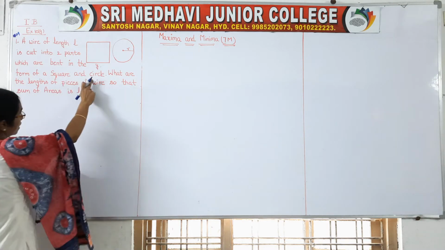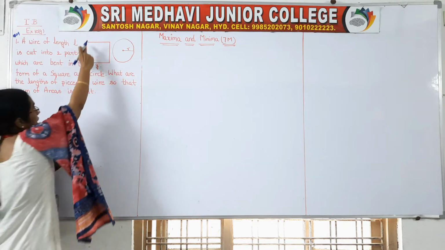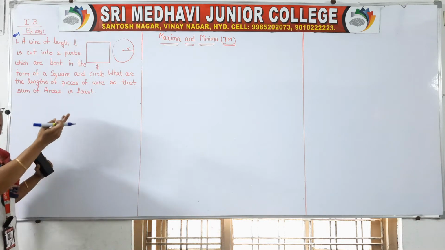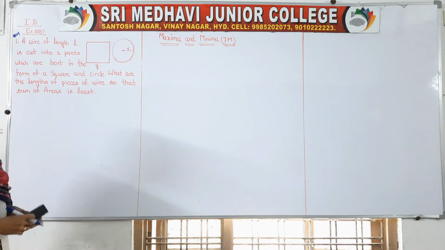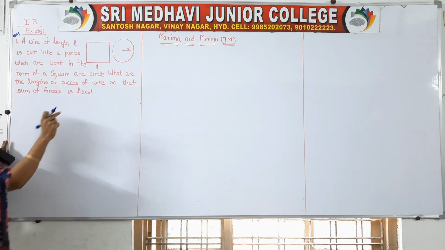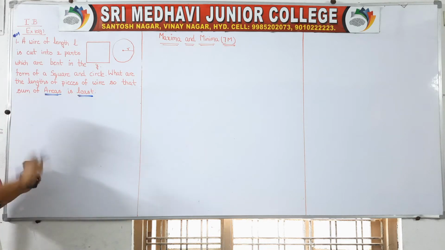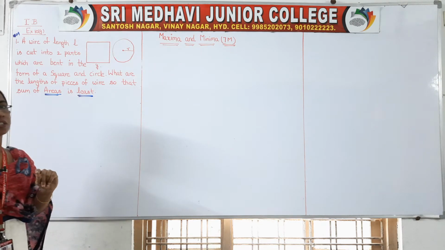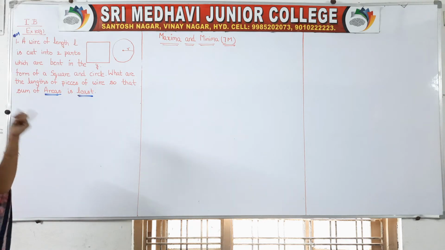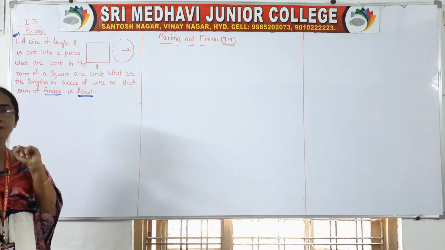What are the lengths of the pieces of wire? That means we have to find the length of this one, nothing but a perimeter. And the length of a circle, that means nothing but the circumference, we have to find, so that the sum of areas is least. So we have to take the area of the square plus the area of the circle, and that sum is least.